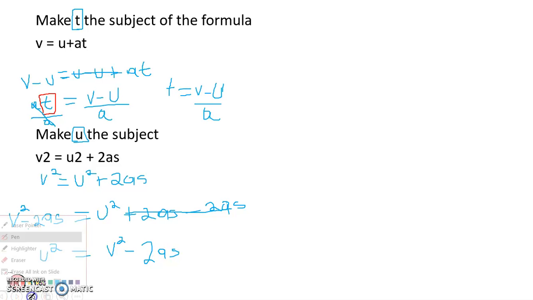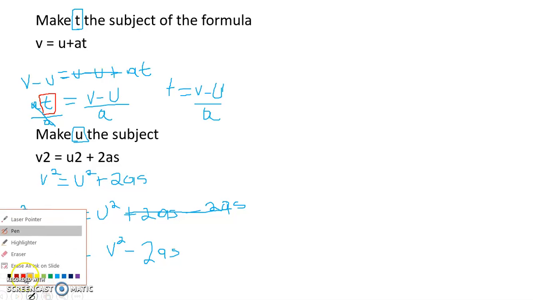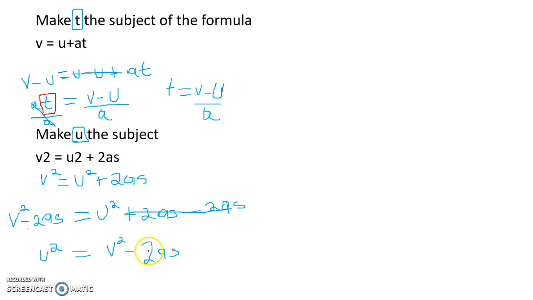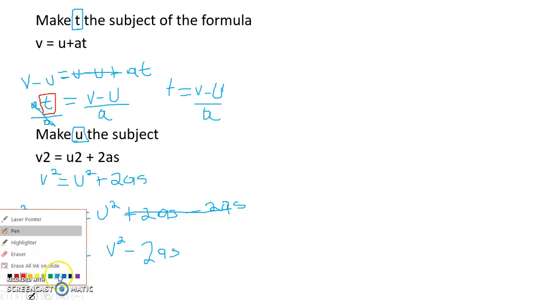But it is not finished right there. You can't leave it like that, because the question asks you to make u the subject of the formula, and here we have u squared. So how do we get rid of the square? Now the opposite of square is finding the square root. So what we'll do, we'll find the square root of the equation here, and as I stated, anything you do to one side of the equation, you have to do it to the other side.